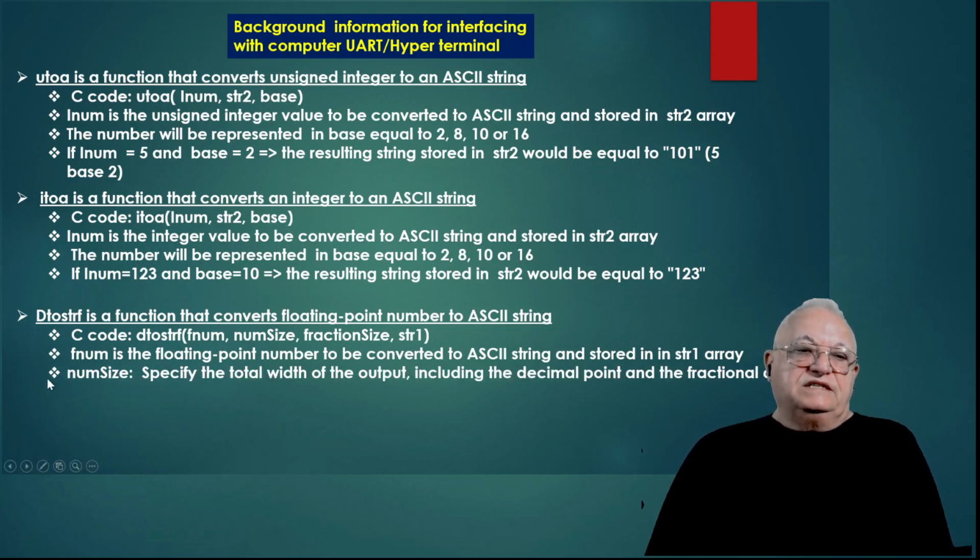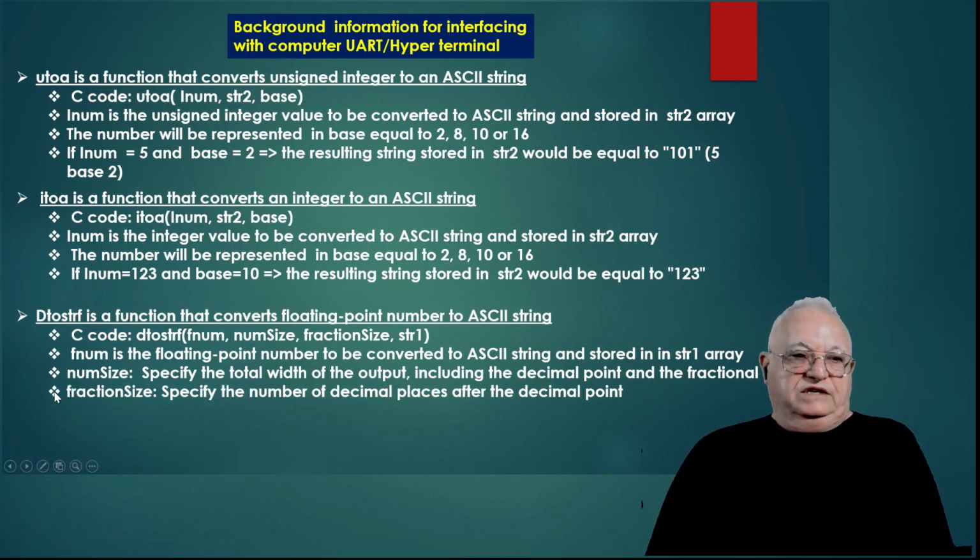The num size specifies the total width of the output, including the decimal point and the fractional digits. So how many digits your number has, or how many digits will be included in the number that is going to be converted to ASCII. The fraction size specifies the number of decimals after the decimal point.